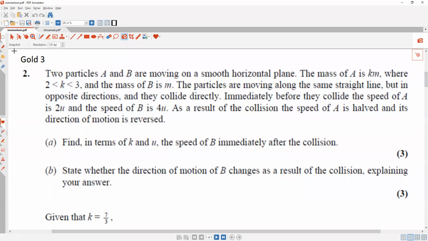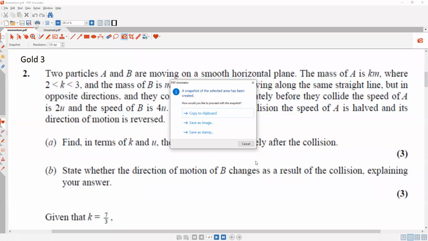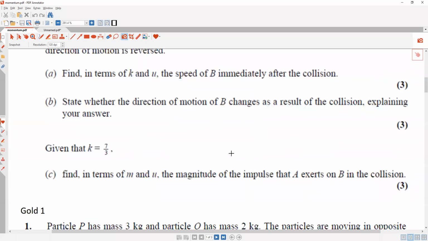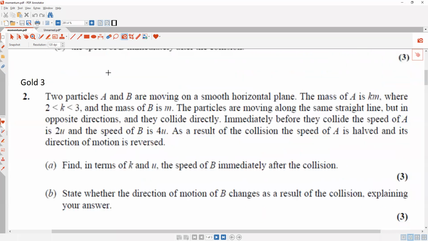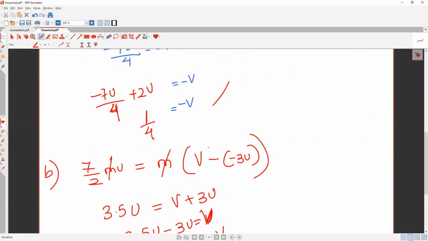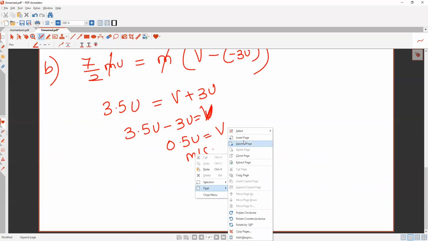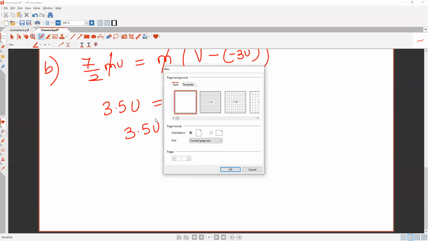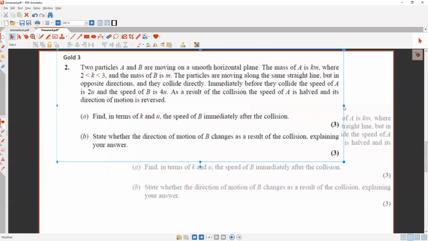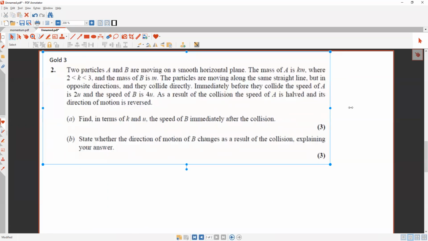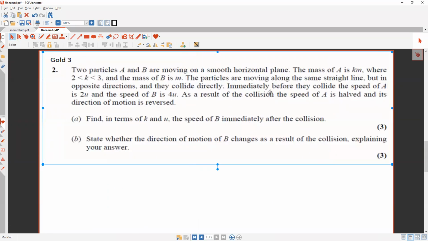Just like before, let me copy paste this. First I will do this part, then parts a and b, then I will give part c, okay? Before, this is just like whatever we did just now. As a result of the collision, the speed of A is half, and its direction of motion is reversed. Now this is something we need to know.